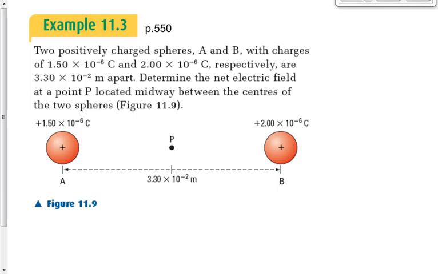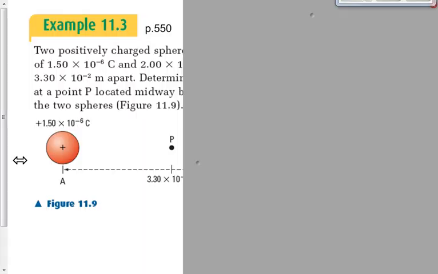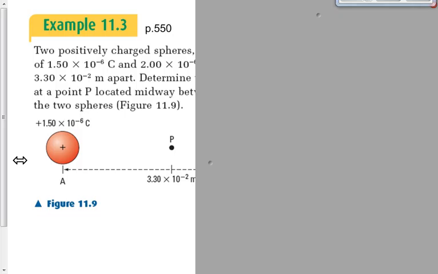Let's pretend for just a second that charge B isn't there. At point P, which way would the field point as a result of charge A? Fields always point which way? Away from point A, yes. The field always points away from the positive producer. It would point towards a negative producer, away from a positive producer. So EA, the electric field caused by A, will be to the right.